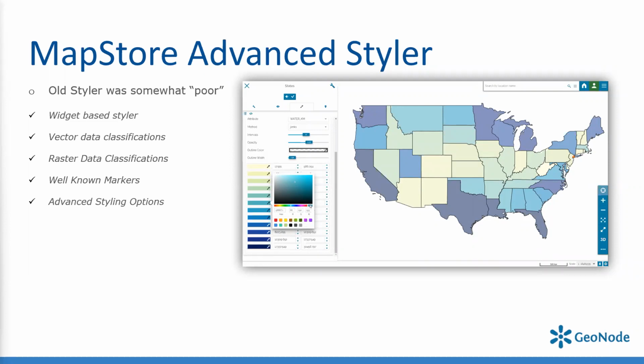Other than this, basically the functionalities are the same as the previous version. So we have vector and raster data classifications, as you can see from this screenshot here. You can use well-known markers in order to create some nice styles, and it also provides some advanced styling options like the scale denominators, labeling, and so on.